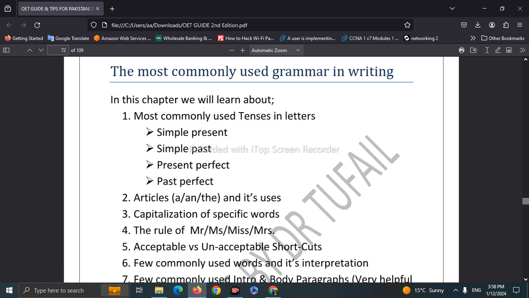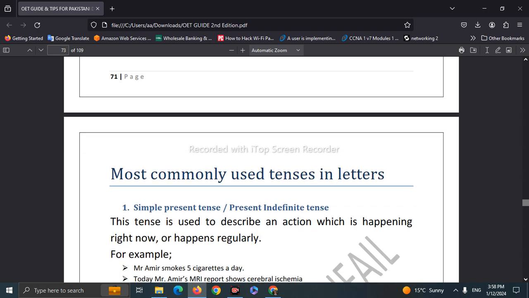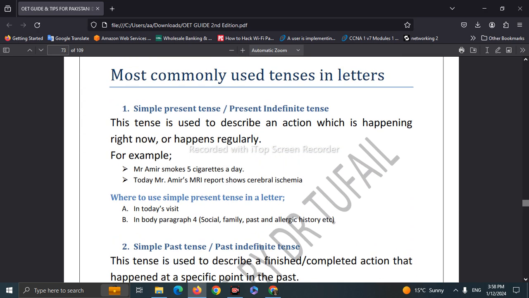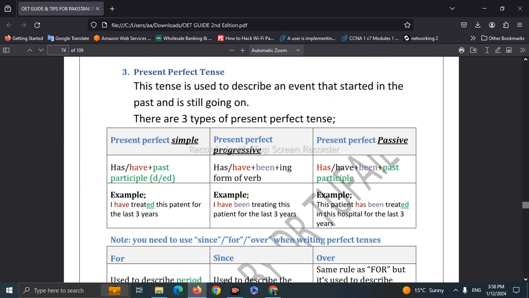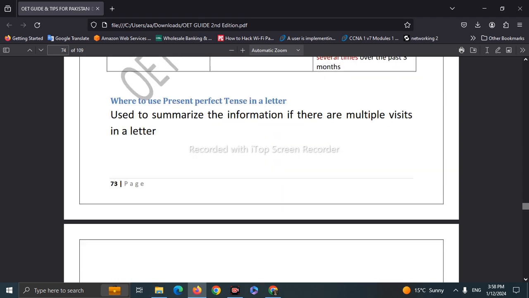Mostly the tenses used in a letter are simple present, simple past, present perfect, and past perfect. In my next video we will look at the grammatical mistakes in a writing task.